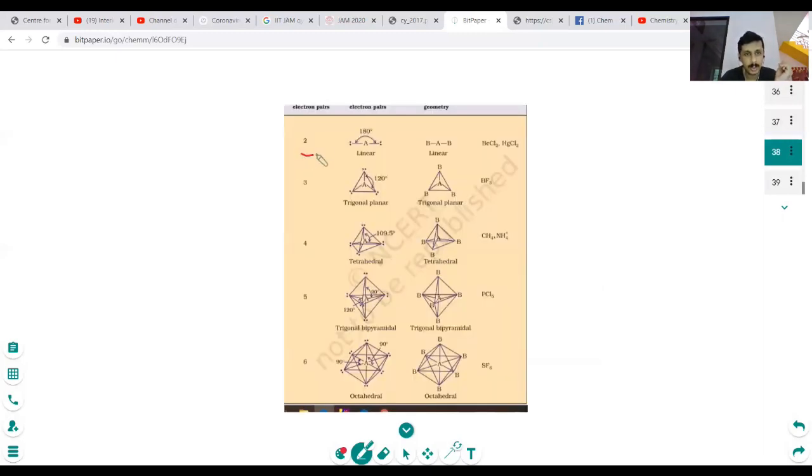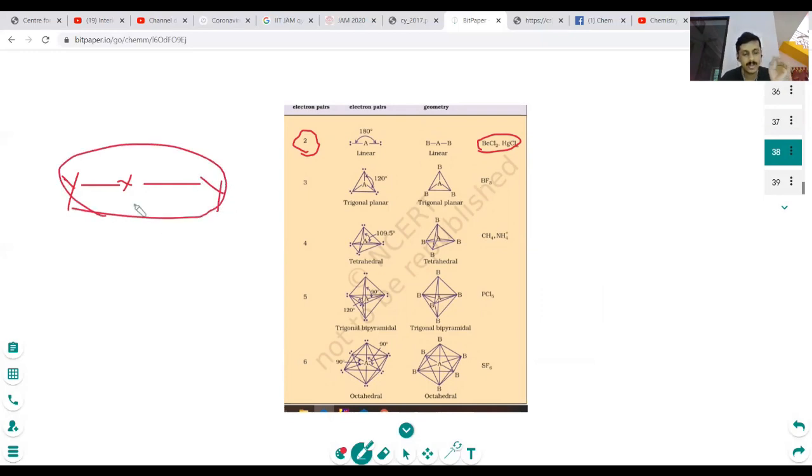See, let's take for example two electron pairs. You have structures like beryllium chloride and mercury chloride. There is no lone pair present, only bond pairs. They are present at 180 degrees to each other. If this is the atom X and there is Y on each side, you have a linear structure. There will be 180 degrees between them.